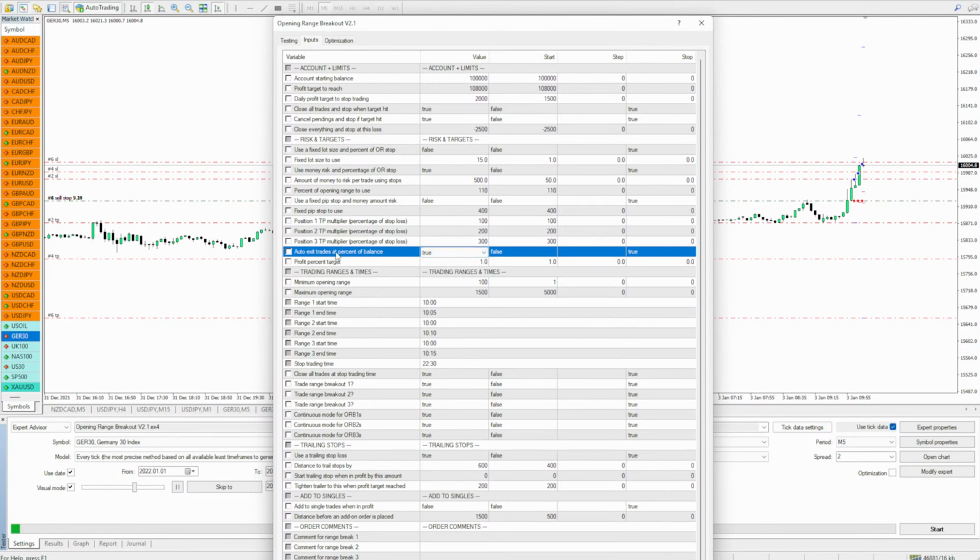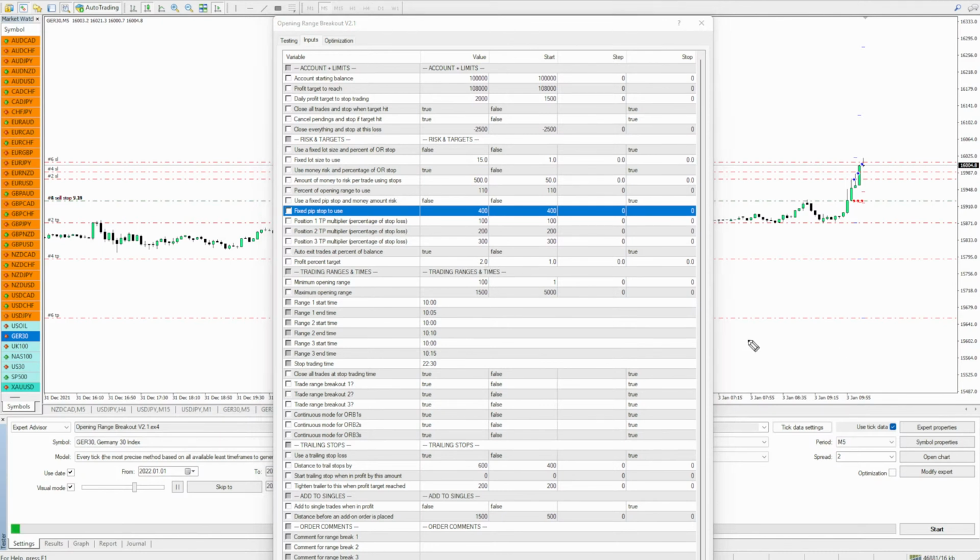What that will do is, if you set that to true, it will automatically get you out of all of your positions when you hit a percentage profit target. 12%, probably, that'd be nice, wouldn't it? Let's go for 2%. So what this will do is it will automatically close all of my positions for me if I get to 2% in profit.